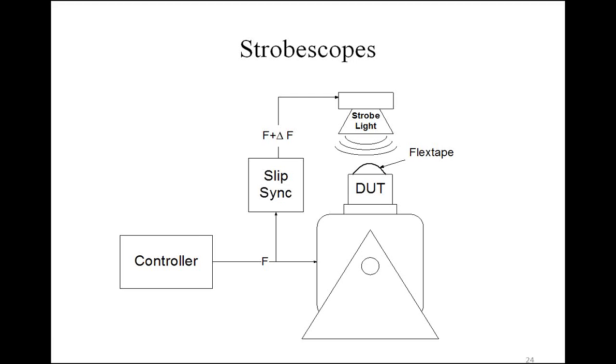And this works like this. There's a slip sync, it's called COLA, constant output level adapter, and it basically just offsets the frequency that is coming out of the controller, so you can look at the device under test in slow motion.